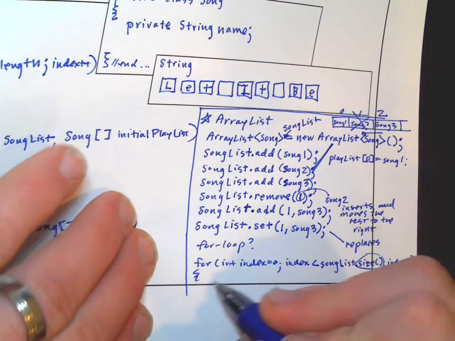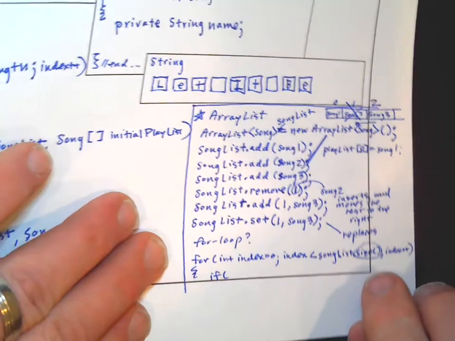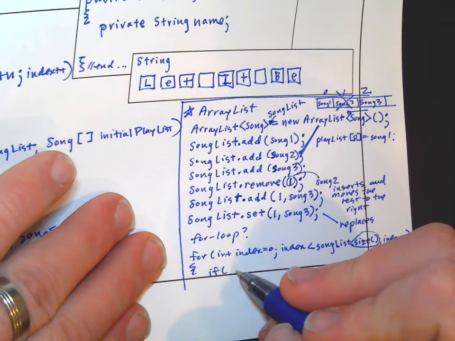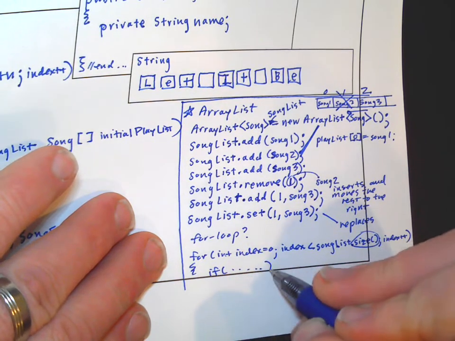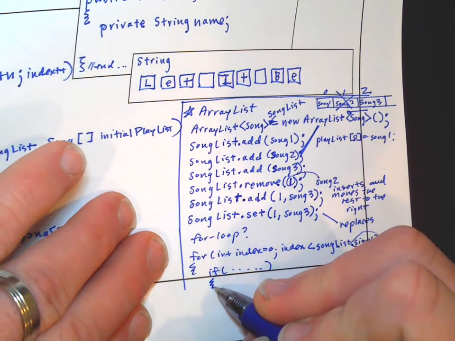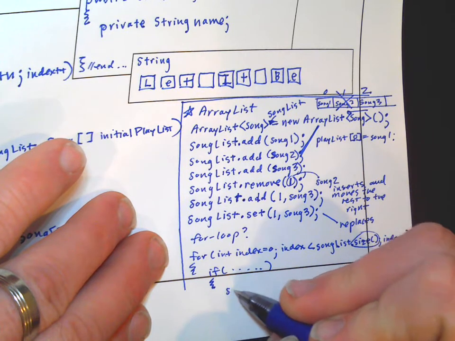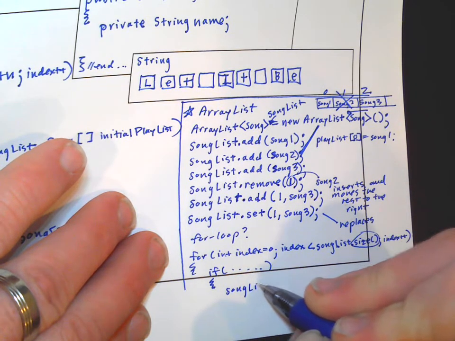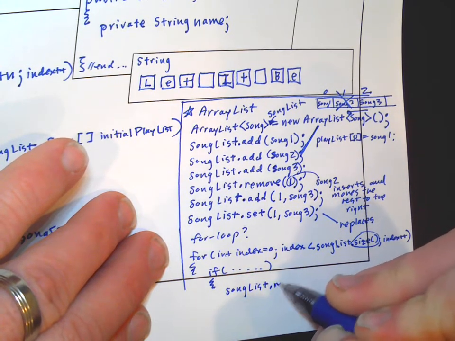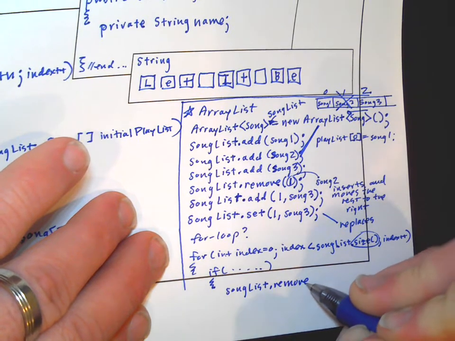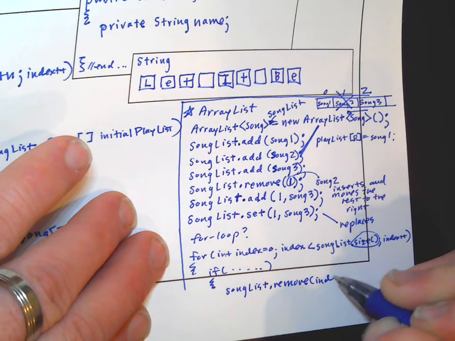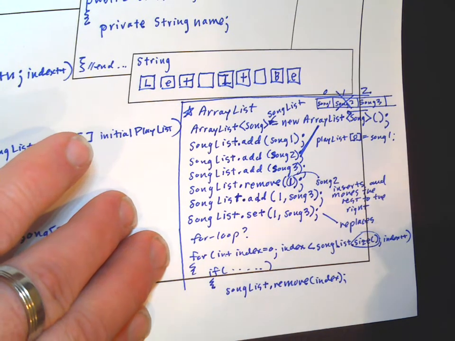And maybe you're checking for something. You want to remove a certain kind of thing, like if whatever, then I want to do this. I only want to remove certain songs. You could do song list dot remove index, and that would remove the one that's there, scoot everything down and resize it.